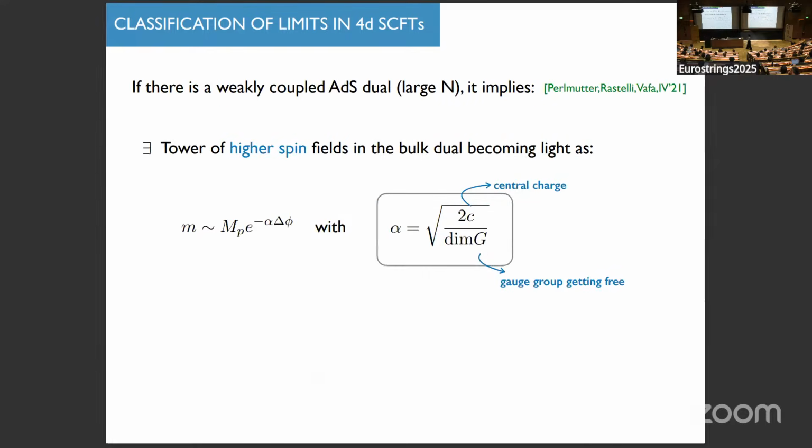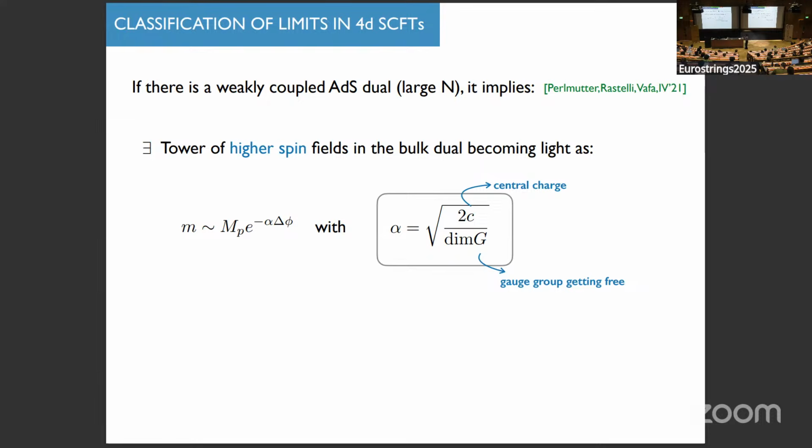For example, if we have some large N CFT, we can translate this to the mass of some states in the bulk. Then, writing the mass in Planck units, just to relate to the usual distance conjecture, the exponential rate goes as the square root of 2 times the central charge of the theory over the dimension of the gauge group that gets free. And that's universal for any of these weak coupling limits.